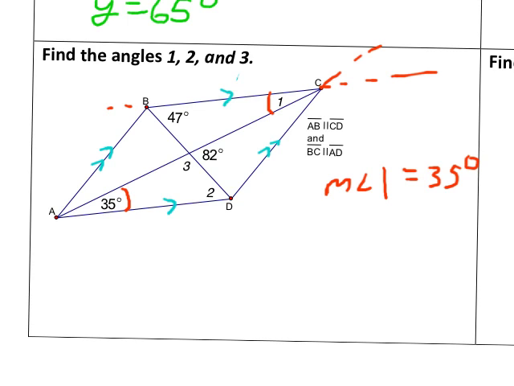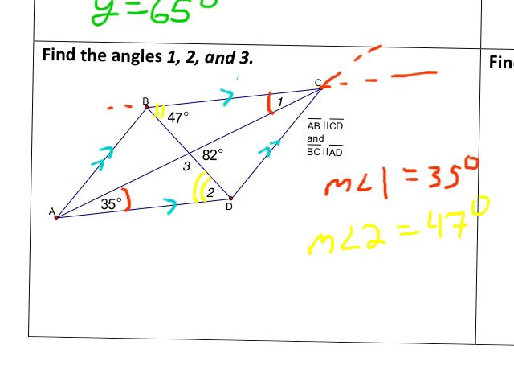Now let's find angle 2. Angle 2 is not congruent to 35, but it is congruent to 47. Once again, they're alternate interior angles. BD is a transversal to two parallel lines. So the measure of angle 2 must be 47.